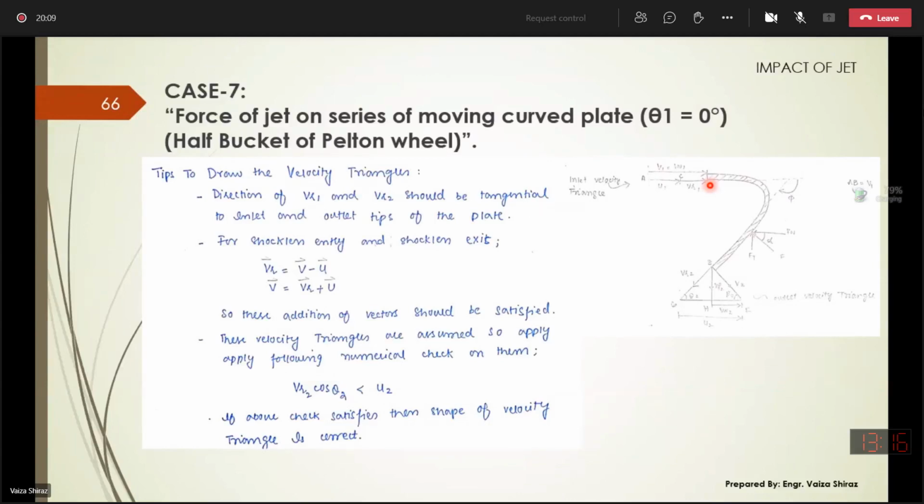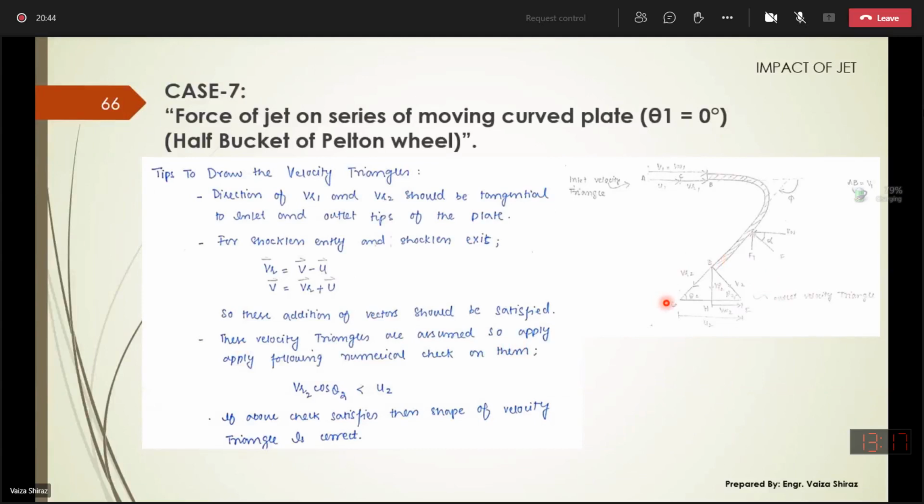Okay? The smoother the entry and exit, the lower the losses in your energy. So there is a possibility that practically this difference or this equation is not valid. Okay, but if you assume that you don't have any losses at the entry or exit, then in that case VR is equal to V minus U. These vectors are satisfying it, okay? This figure is satisfying it.